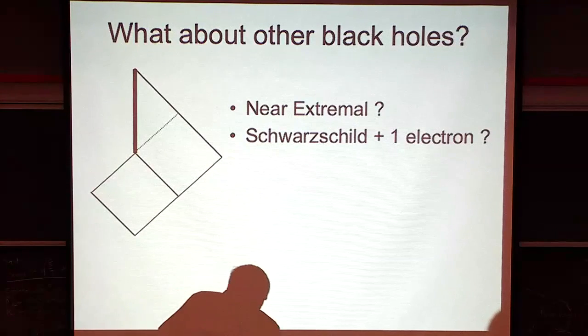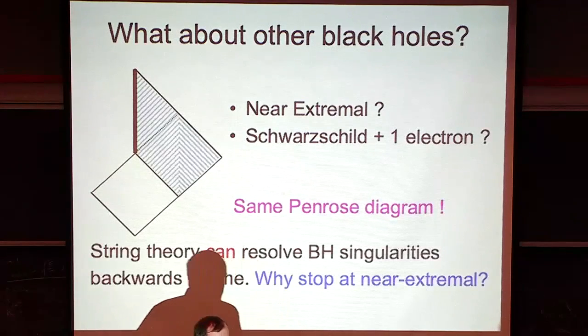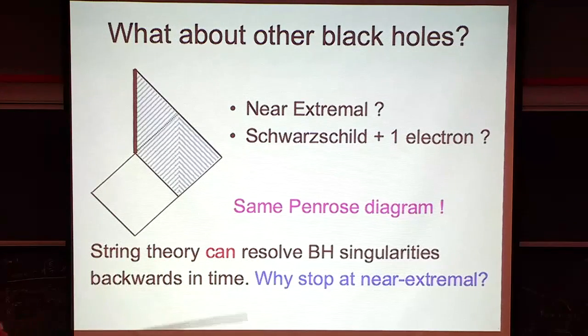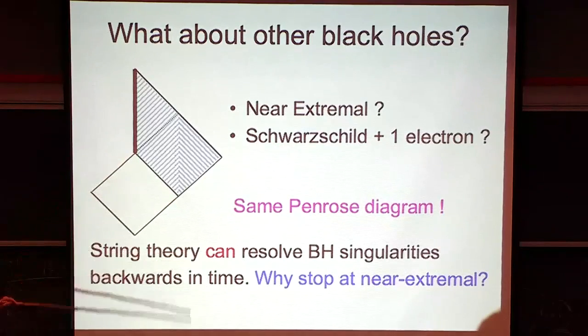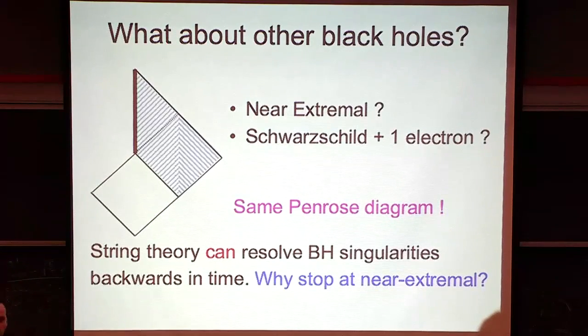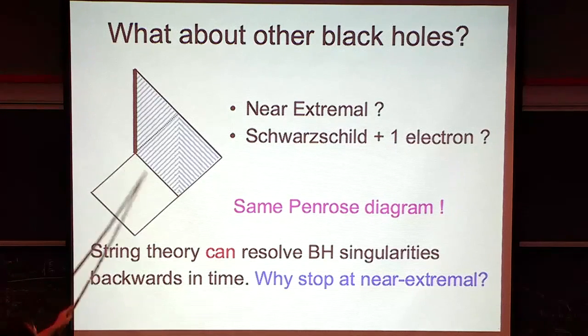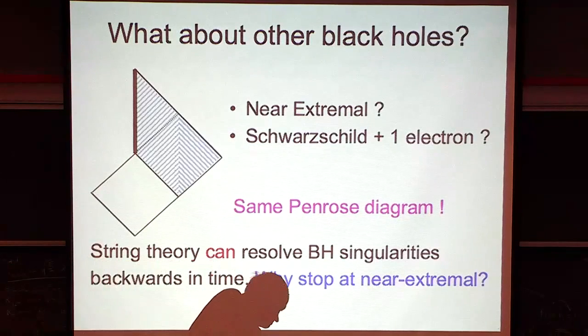And as a result, once you know that string theory resolves black hole singularities backwards in time, again, we know this for the near-extremal solution, the question is, why wouldn't it do it for the other solution? Once I have one example that in string theory, these kind of singularities get resolved backwards in time all the way to here, why would it stop at near-extremal? Maybe there's some vicious reason, or some sadistic reason why string theory should stop doing that. But if it does it once, in one example, in one circumstance, why would it stop from going all the way to Schwarzschild plus one electron?